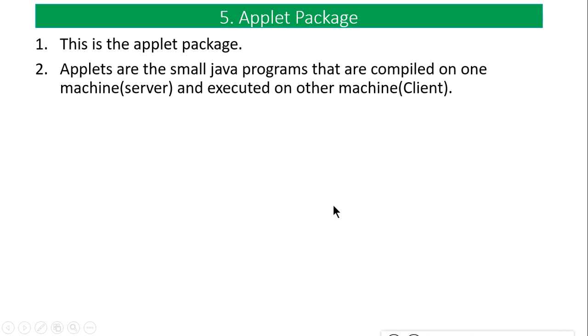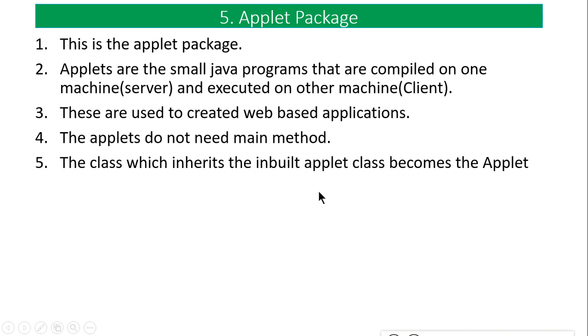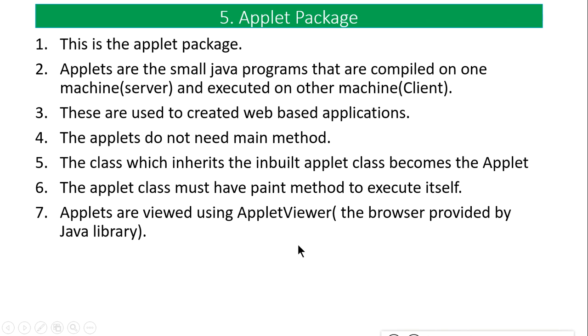Okay, so once you have the net package, you have an applet package as well. Now applets are the small Java programs that are compiled on one machine and executed on another. Just like a website, your website is stored on the server and you can access the website using any browser. The same way applets work. In applets, the programs are written and compiled and stored on the server, and you can use it in any applet enabled browser. Okay, so they are web-based applications. They do not need a main method. We will have a proper lecture for applets as well. Right now, you can just have a little information about the applet package.